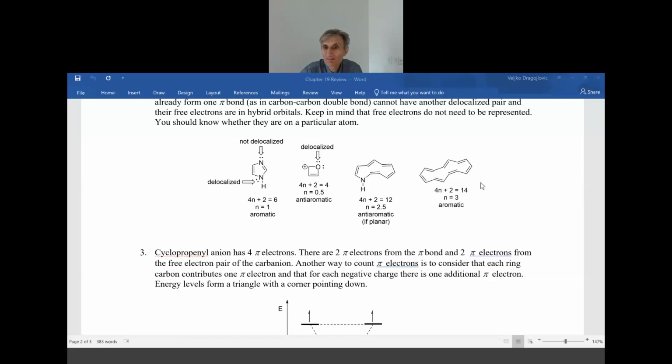And so when we count double bonds, there are 1, 2, 3, 4, 5, 6, 7. 2 electrons in each, 14. So 4n plus 2 equals 14. We solve that for n, that's 3. So this is an aromatic species. Okay, so any questions about number 2? You can expect that you will have to do analysis like this and calculation like this on the test.